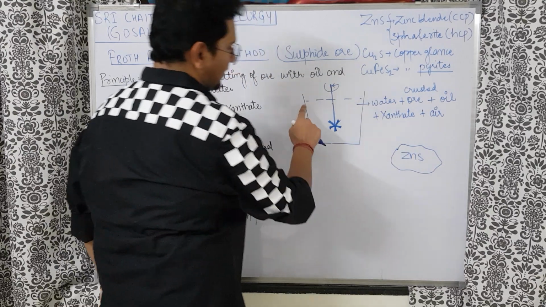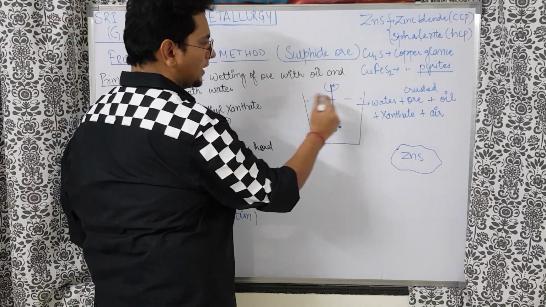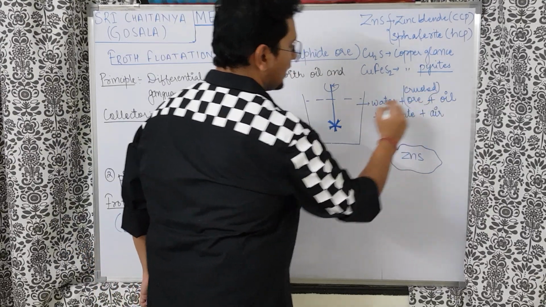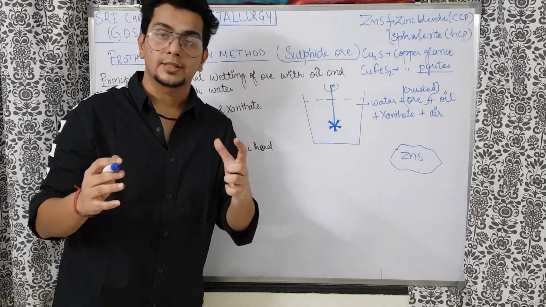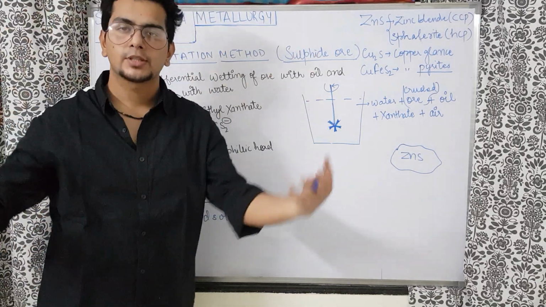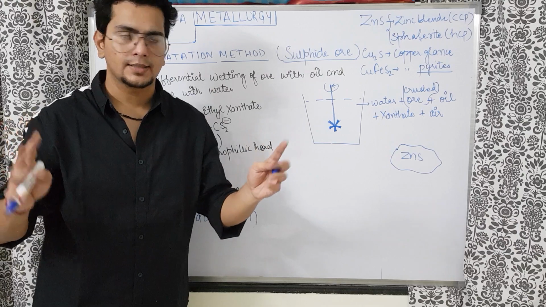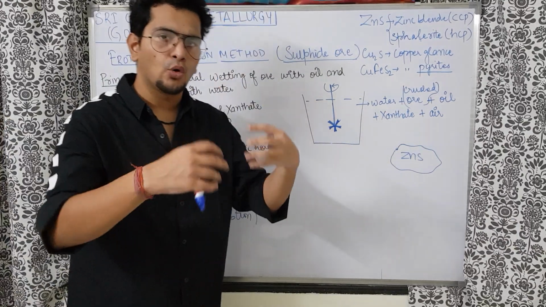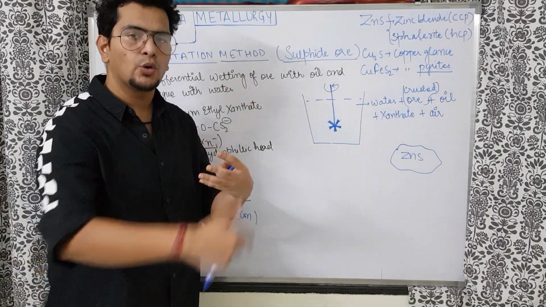Here in this container, I added water. In the water, I added crushed ore. Understand, the ores are always crushed first. Why? To expose more and more surface area. I hope this part is clear, so that more and more ores can come in contact with the reagent you are going to add.